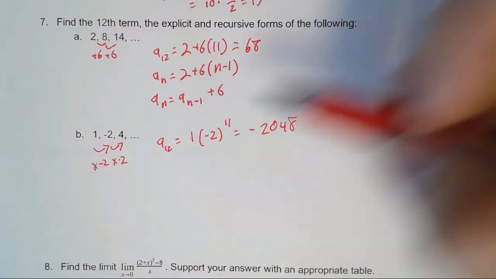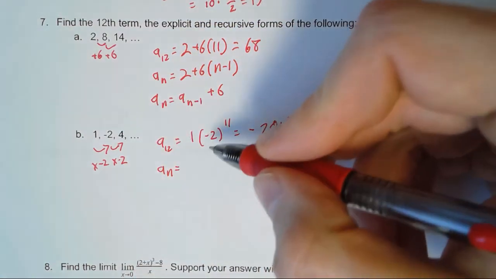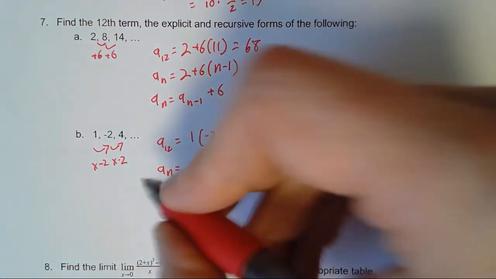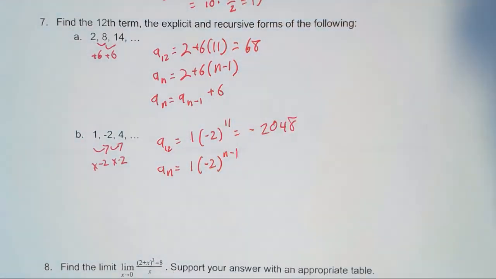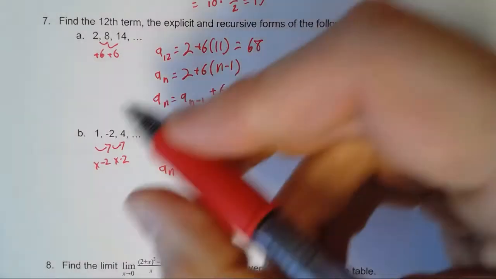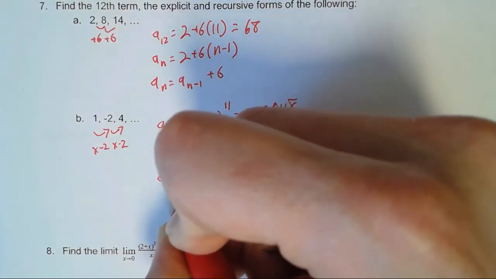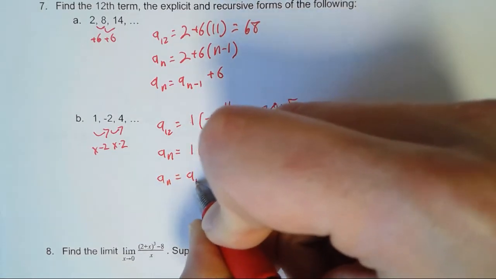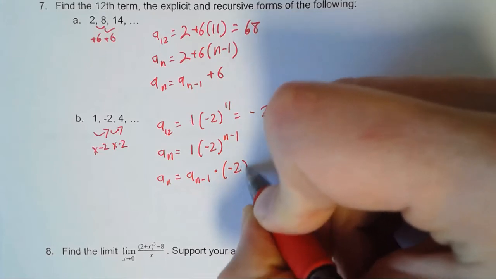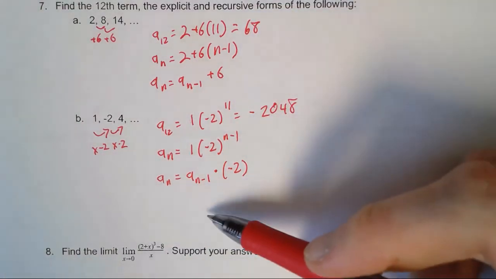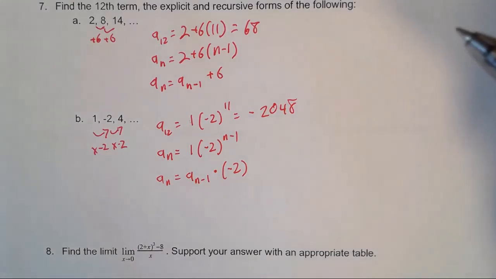Likewise, as in part A, for part B, if I want the explicit form, we just follow the same logic as we used right here. Start with 1, multiply by negative 2, n minus 1 number of times. Now for the recursive, we take the term before it, a sub n minus 1, and say, well, what are we doing? We're multiplying by negative 2. So there is our recursive.